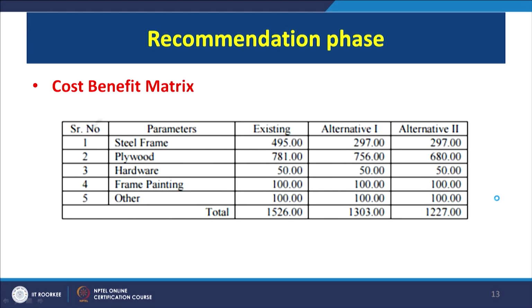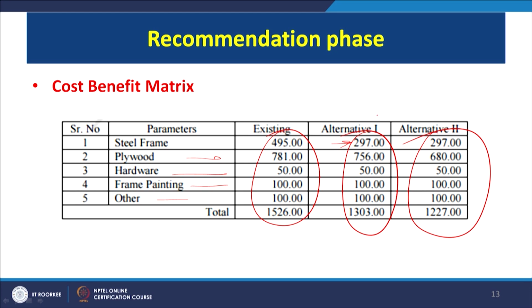So therefore we can see the cost benefit matrix: steel frame change to gauge, then plywood, hardware, frame printing, other. So this is the existing design, this is alternative 1 if we select, and this is with alternative 2. So if we select alternative 1, 1303 is the cost. If we change to alternative 2, 1227.